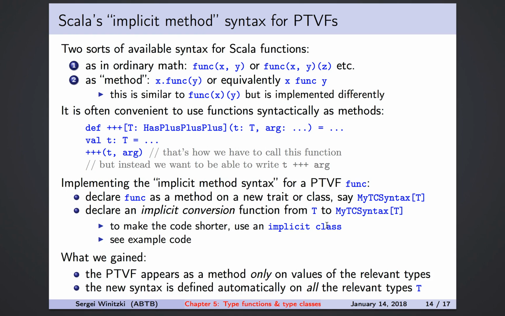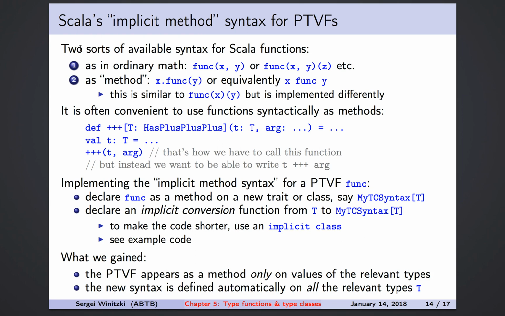And another thing that Scala provides by way of convenience is the implicit method syntax. So let me show you what that is. This is very often used together with type classes, but this is a purely syntactic convenience. There's no more power that this brings us. The partial type-to-value functions are exactly the same as before. All of these implicit things are just syntactic conveniences that make code shorter. The basic idea of partial type-to-value functions remains the same. So here is how it works.